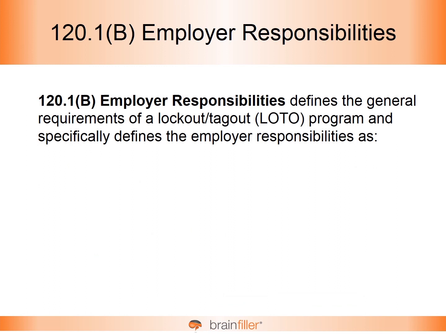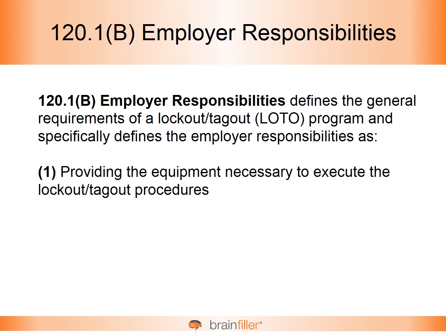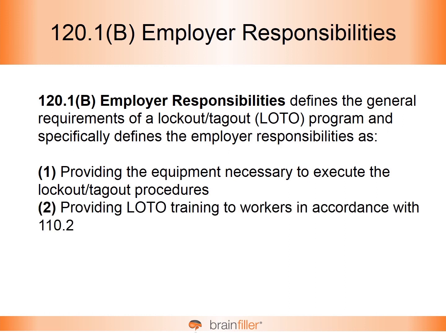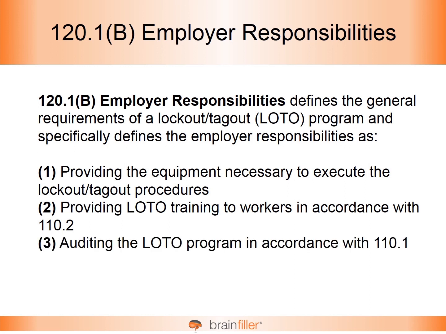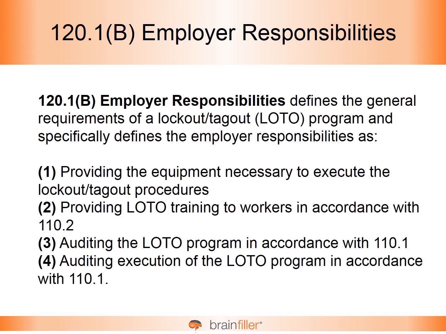The employer responsibilities define the general requirements of a lockout tagout program and specifically defines the employer responsibilities as providing the equipment necessary to execute the lockout tagout procedures, providing lockout tagout training to workers in accordance with 110.2, and auditing the lockout tagout program in accordance with 110.1. Auditing execution of the lockout tagout program in accordance with 110.1 is also a responsibility of the employer.